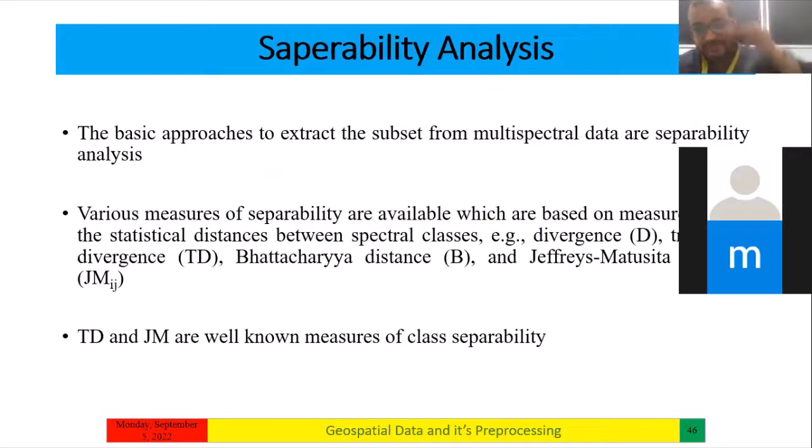And one more aspect is there, separability analysis. Separability analysis focuses on the concept of how different features are separable into different spectrums. For that we have transform divergence and Jeffries-Matusita distance. On the basis of these two factors, we can find the values, and we can say that in this particular combination, these features are more separable.